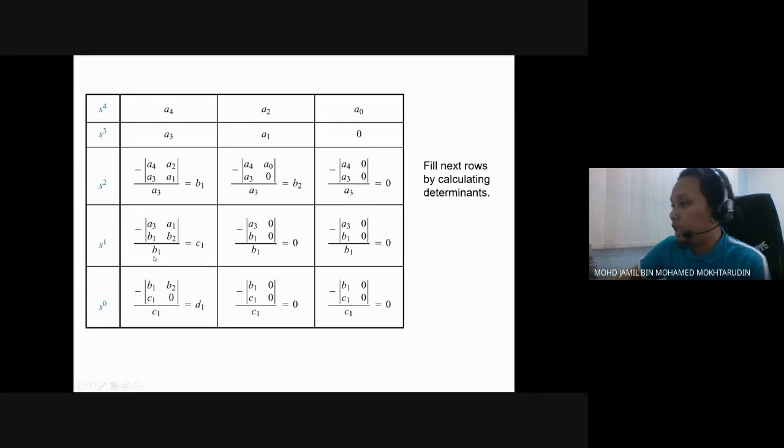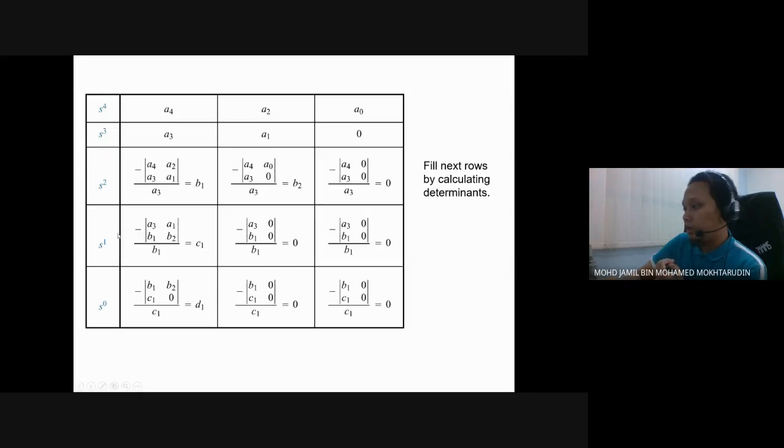For the row s1, it's the same thing, but you take the two rows above s1. So the determinant of A3, B1, A1, B2, divided by B1. For the next box, you take A3, B1, 0, 0, divided by B1. And for the last box, you take A3, B1, and 0 because there is nothing here, and 0 because you have no values here. So you put 0, 0, and then divide by B1.